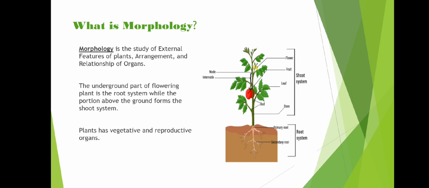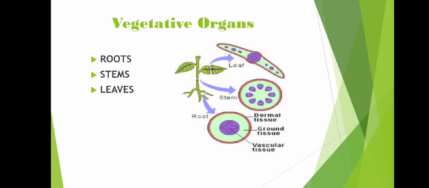The underground part of flowering plant is the root system, while the portion above the ground forms the shoot system. Plants have vegetative and reproductive organs. Vegetative organs. So, we have roots, stems, and leaves. So, makikita nyo dun sa given picture yung tissues of root, yung tissue ng stems, and yung tissue ng leaves.